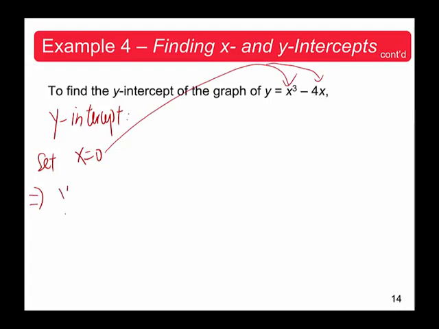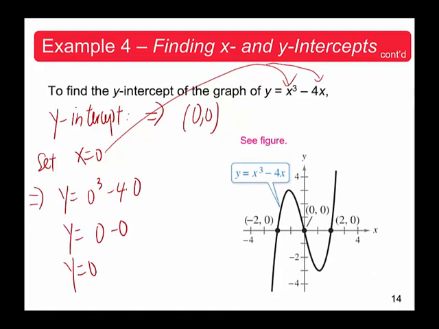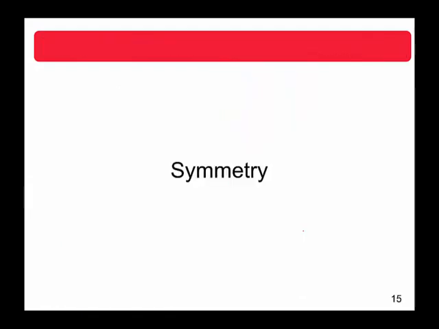So here, when x equals 0, it goes here, it goes here. Okay. So the y value equals 0 cubed minus 4 times 0, and this turned out to be 0 minus 0, which is 0. That means we only have one y-intercept, which is 0, 0. As you can see, the origin is the only y-intercept here, and the origin is both an x and y-intercept. Okay. And then next topic, let's look at the symmetry.